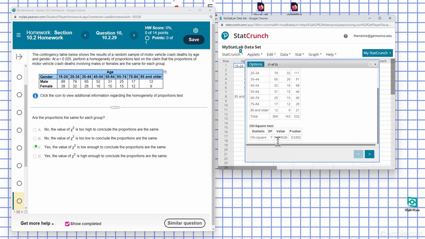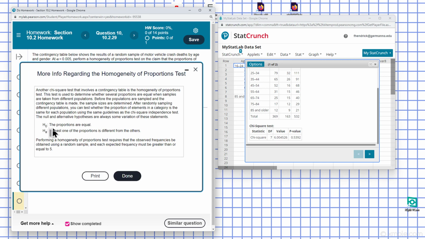So our test statistic is low compared to what we found to be the critical value. It's low enough to conclude that the proportions are the same. The proportions are the same, so we fail to reject. It falls in that region where we fail to reject the null hypothesis. The proportions are the same.